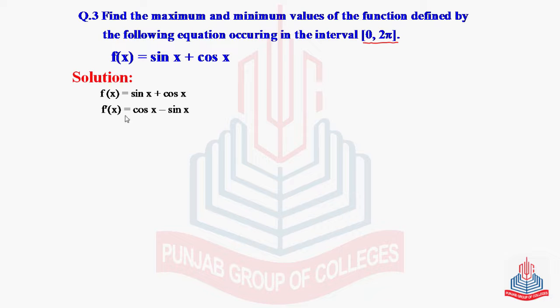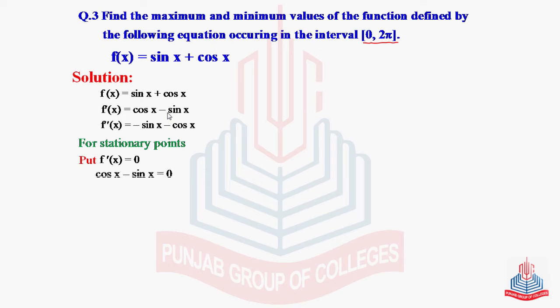Our first derivative is cos x minus sin x, since the derivative of cos x is minus sin x. The second derivative is the derivative of cos, which is minus sin, and the derivative of sin is cos, and this minus will remain the same. For stationary points, put the first derivative equal to 0, and we have cos x minus sin x is equal to 0. By solving this equation, we can write cos x is equal to sin x. Dividing by cos x on both sides, we have sin divided by cos, and cos divided by cos, which is 1. So tan of x is equal to 1.